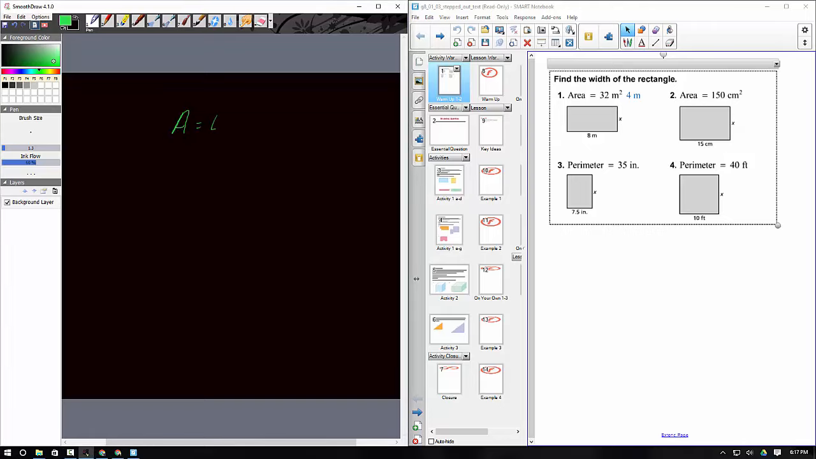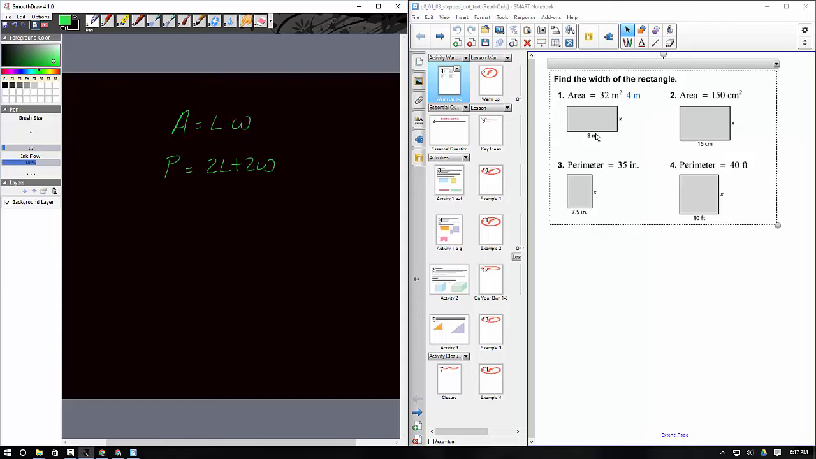is length times width, right? And then we know that perimeter equals 2 lengths plus 2 widths. And this is for a rectangle, we're assuming, or a square.